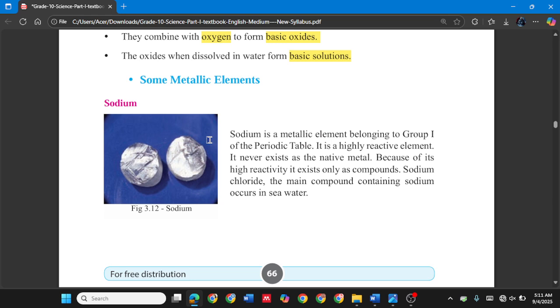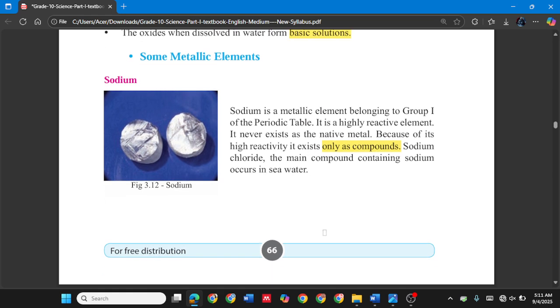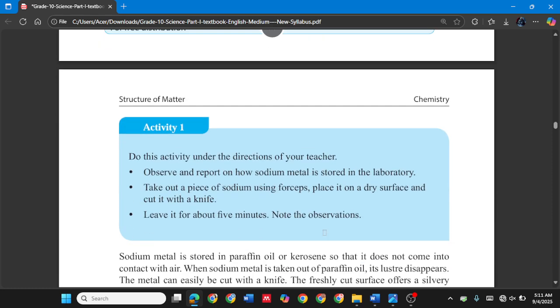Okay, so because of its high reactivity, it exists only as how? Compound. Sodium chloride is the main compound containing sodium, and it occurs in seawater. So NaCl, sodium chloride, is the main compound of sodium.